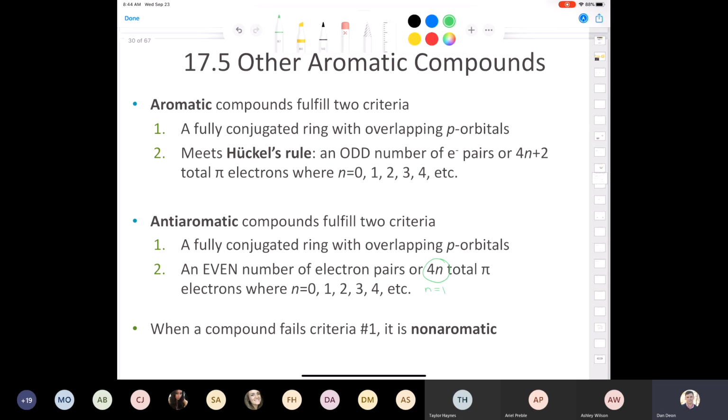If you have 4n where n is equal to 1, you'd have 4 pi electrons. If n is equal to 2, you'd have 8 pi electrons. If n is equal to 3, you'd have 12 pi electrons, so on and so forth. Now, it says here that when a compound fails criteria number 1, it's non-aromatic.